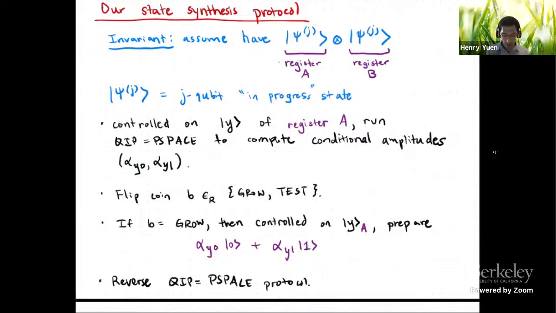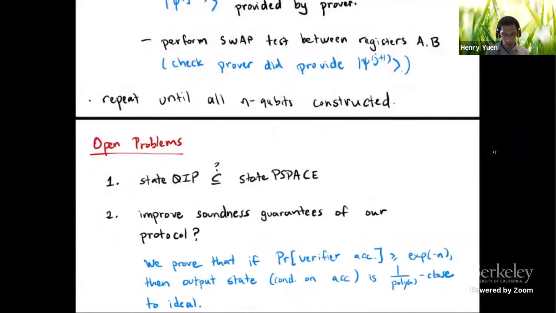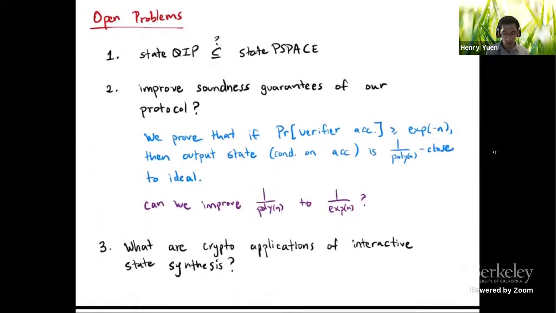Okay, so I'm out of time, but maybe I'll just quickly mention that I think the most interesting part of this work is that there's a ton of interesting open problems to think about. So we showed that state PSPACE is contained in state QIP, but we don't actually know how to prove the reverse. It'd be really nice if we can show that state PSPACE is equal to state QIP, but we don't know if that's true. So that's an open question.